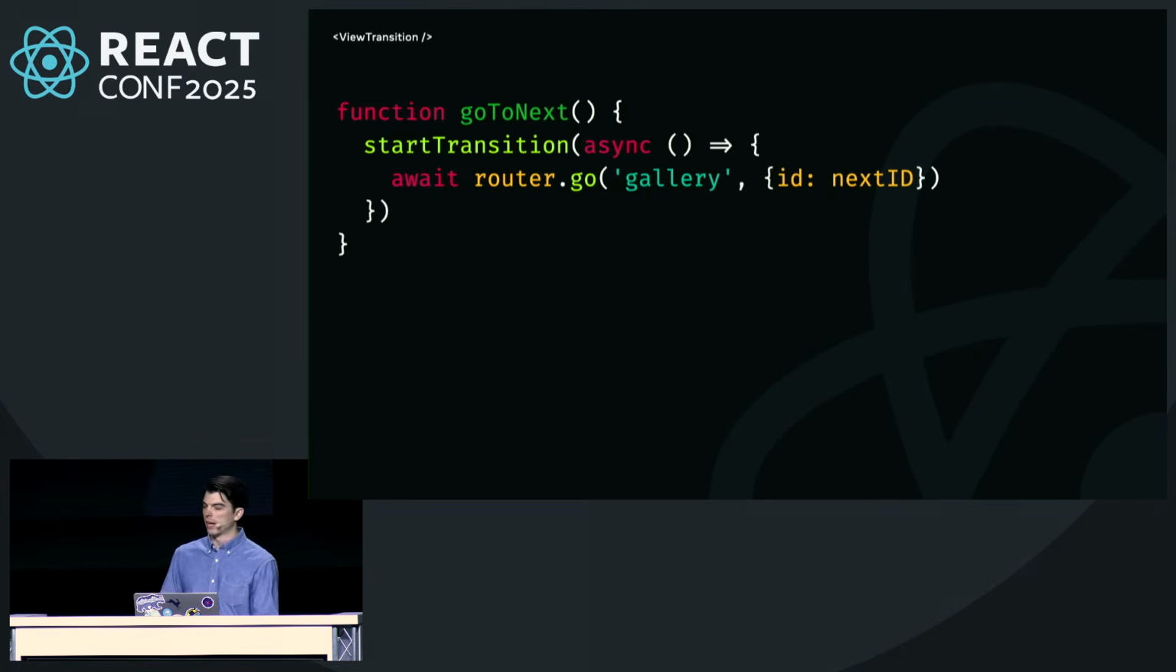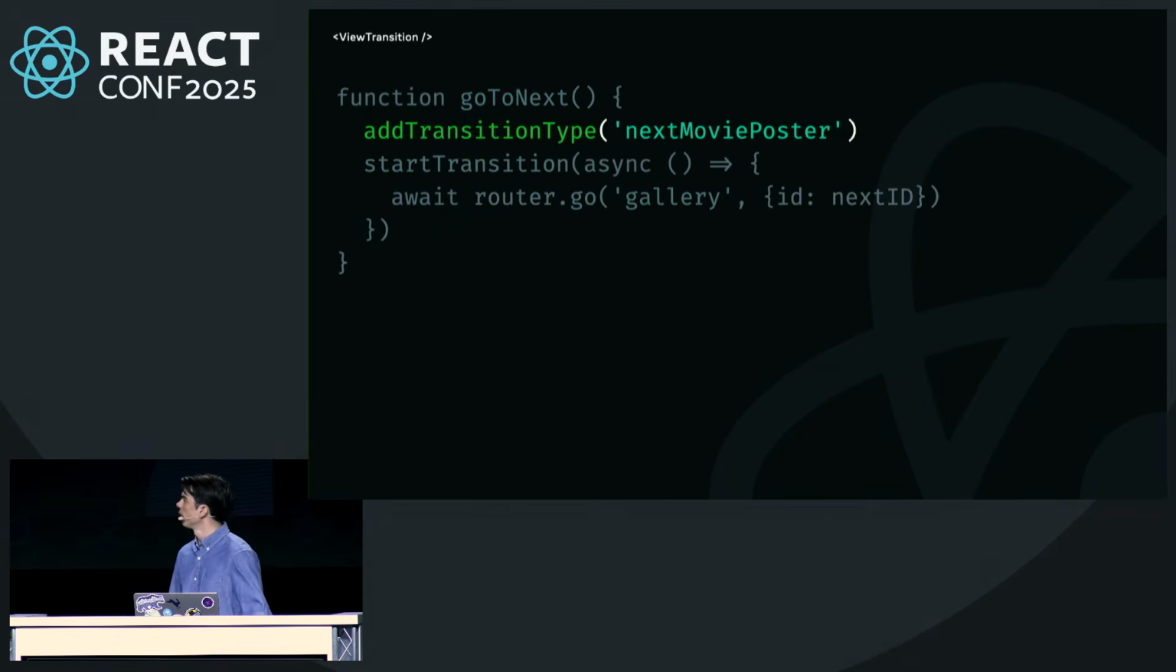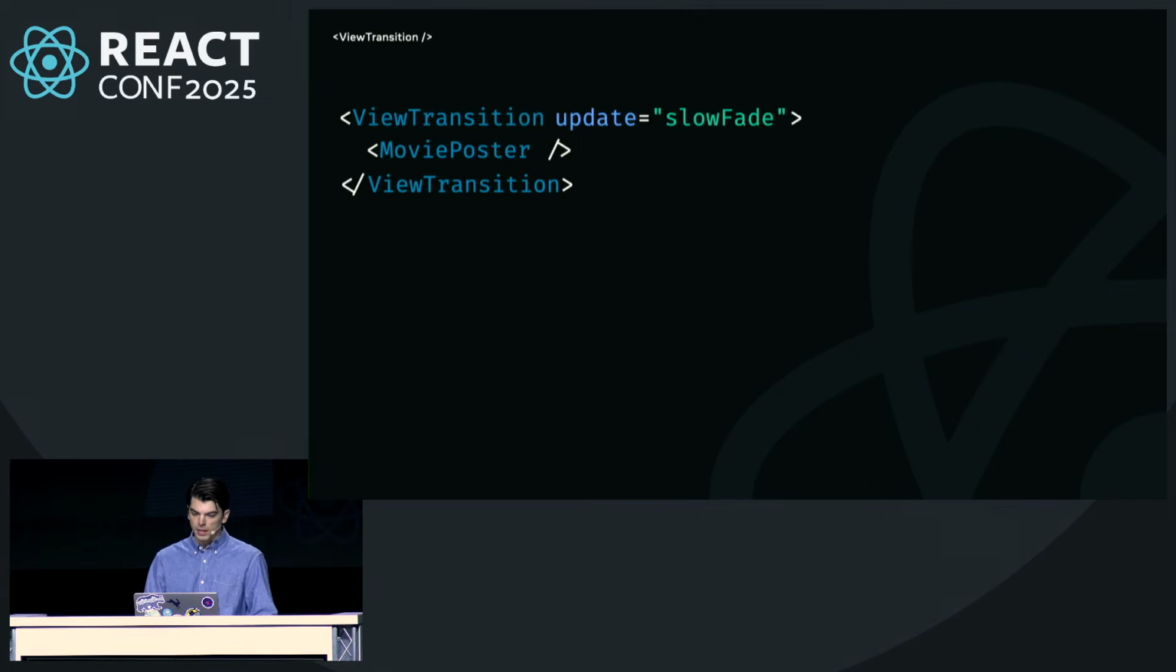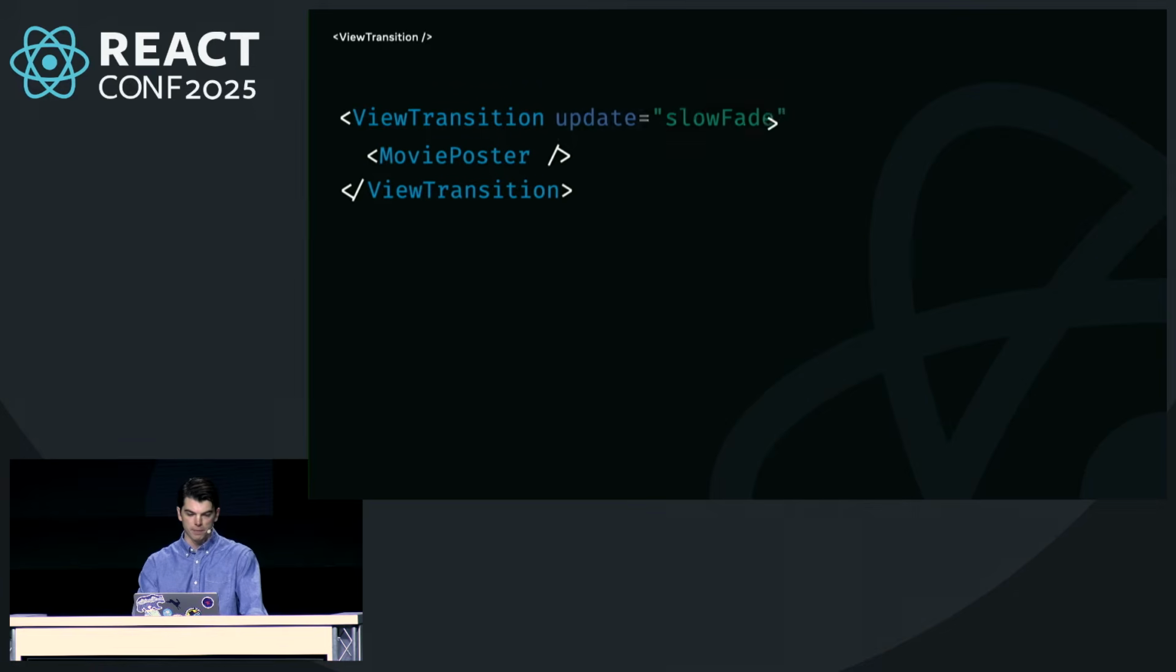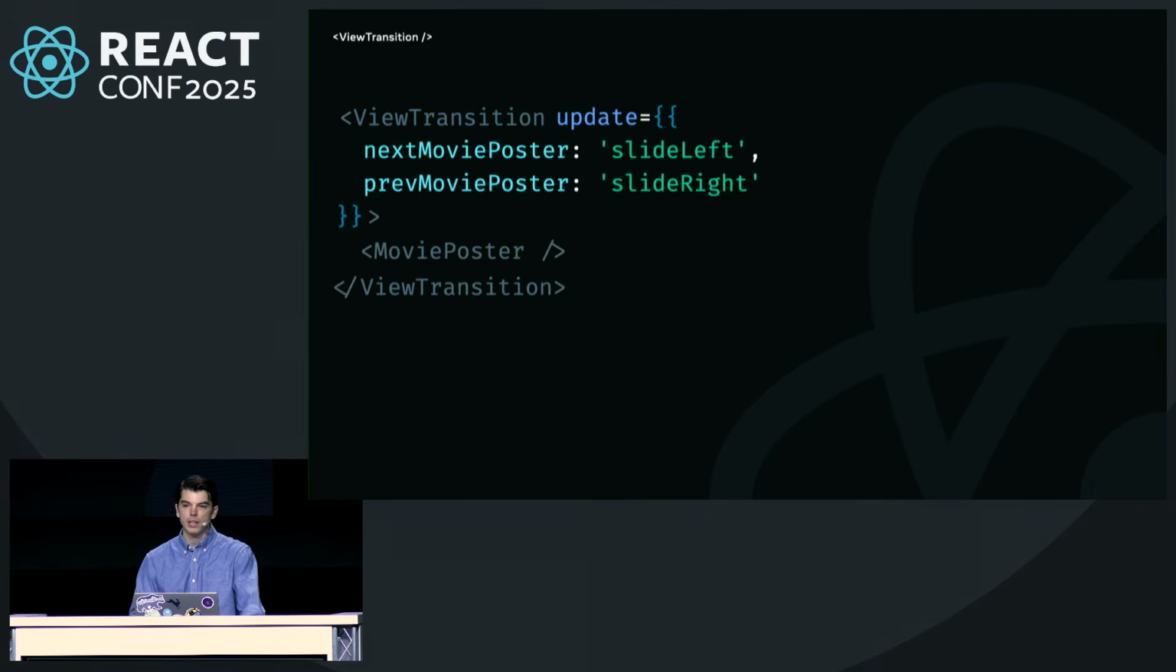So let's see what using add transition type looks like. Within our action, we'll just add the next movie poster type. And then within our view transition component, we can replace that update class name with an object. Here, the keys align to transition types, which then map to our class names. And now we can use CSS to create that sliding effect to the right or left, depending on each class name.